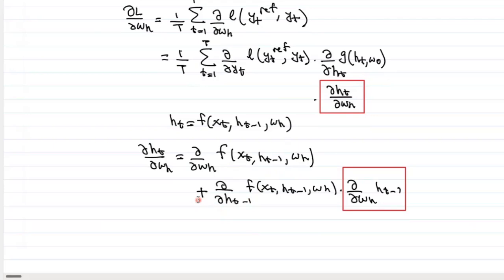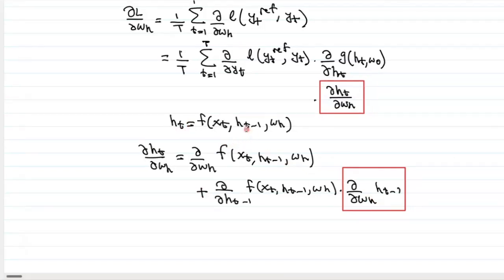And because of that, you also have to add this extra term here, which is the partial derivative of this function f with respect to ht minus 1, and then the partial derivative of the ht minus 1 with respect to WH. And again, if you want to find this term that I show now, you have to again take into consideration that h of t minus 1 has this h of t minus 2 here, and h of t minus 2 is also a function of WH.